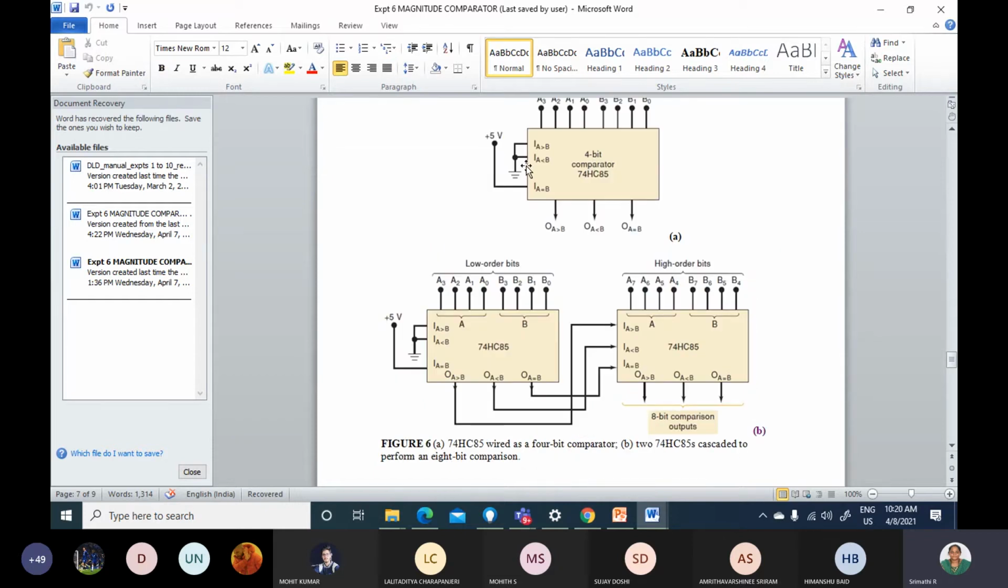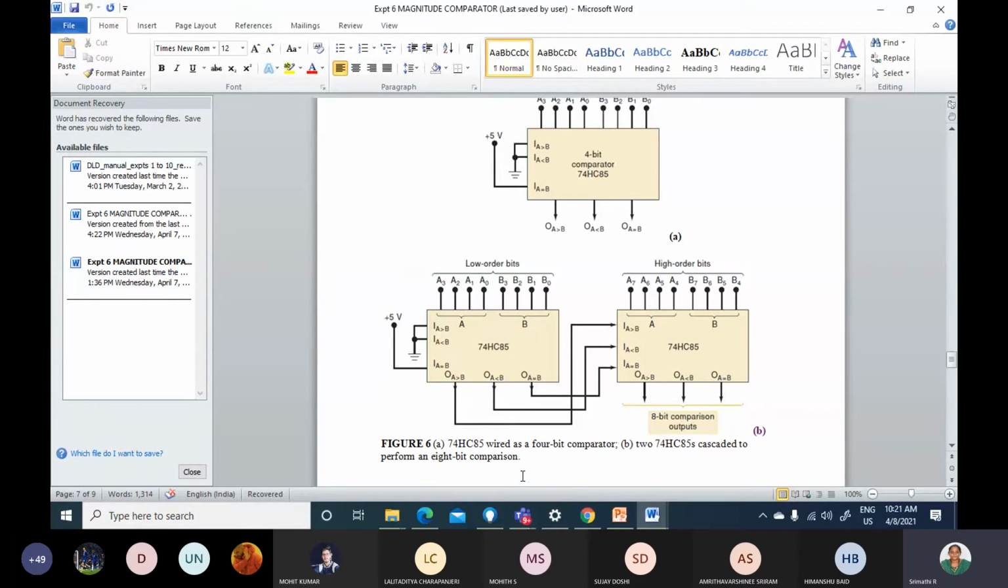See, look here, if I'm using it as a single 4-bit comparator, I'll be giving the 4 inputs of A here and the 4 inputs of B here. I'll be taking the outputs here. The cascading inputs A greater than B and A less than B, I have to ground, and A equal to B, I have to give 5 volts.